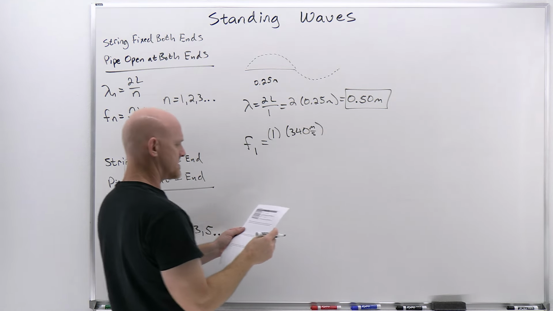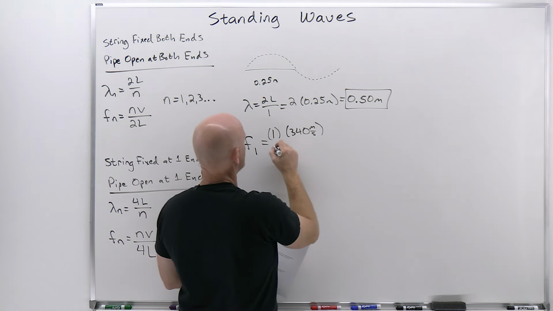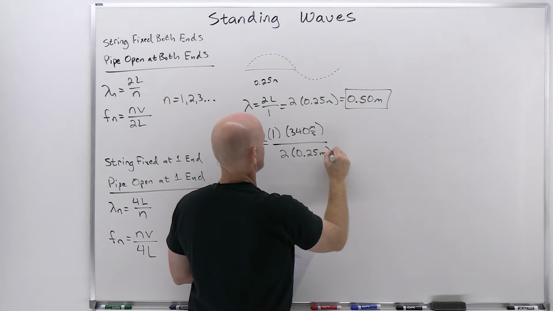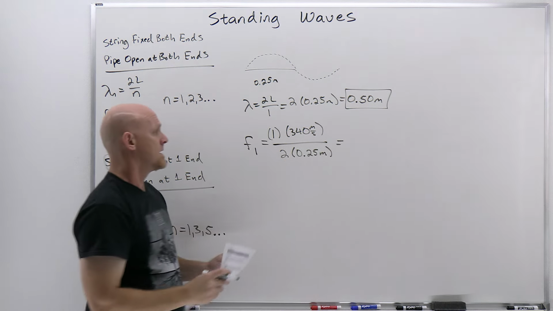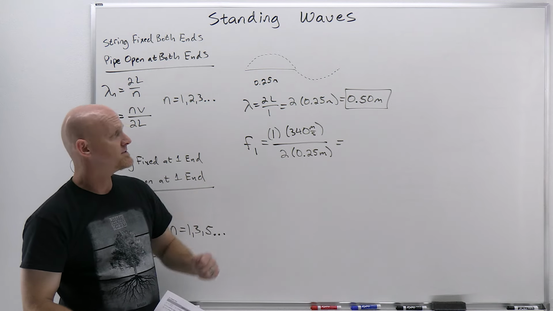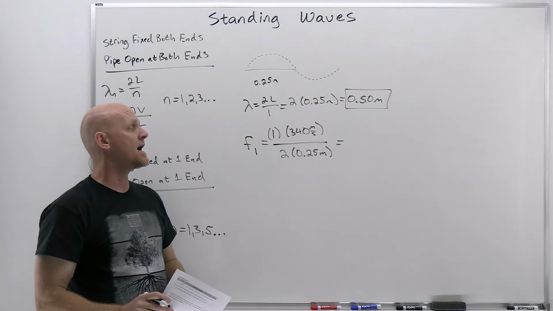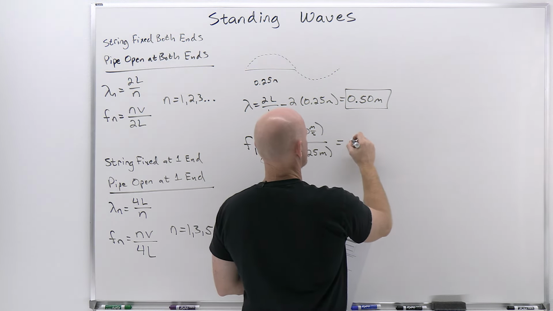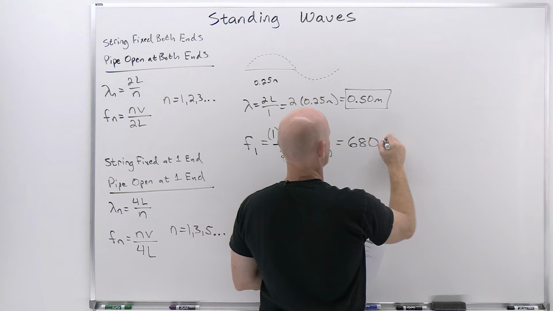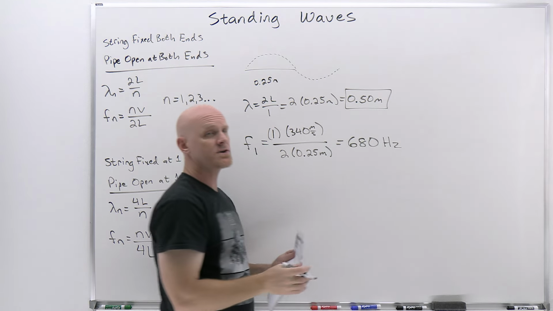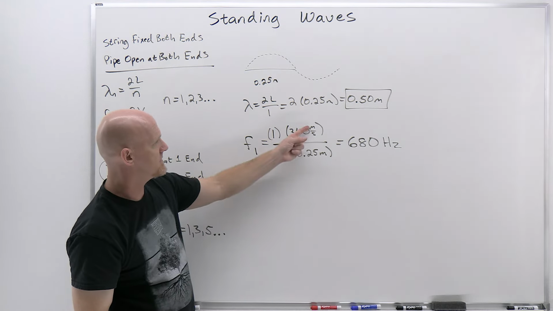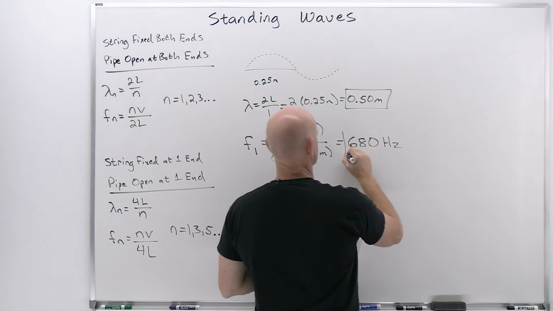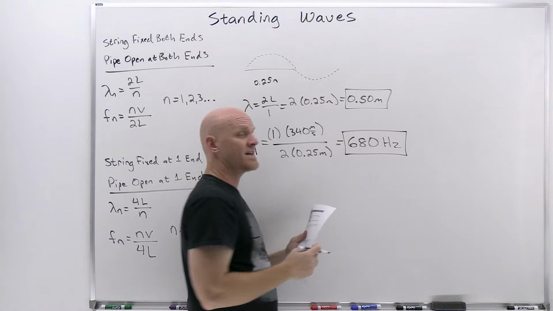It's 340 meters per second, all over 2L. 2 times 0.25 meters. All right, 2 times 0.25 is 0.5, and dividing by 0.5, which is a half, is the same thing as multiplying by 2. And 340 times 2 is 680. And this has units of hertz, or per seconds. If you notice, the meters part would cancel, and it's just per seconds or hertz. Cool, and that's all there is to it.